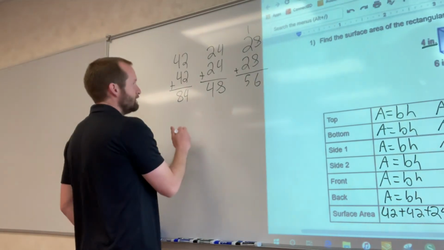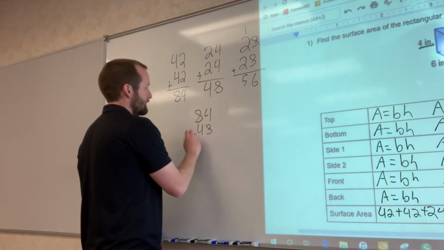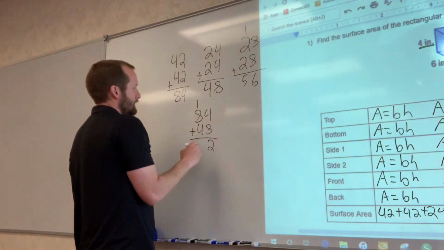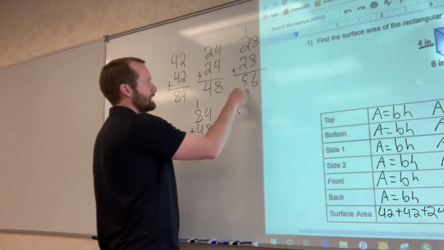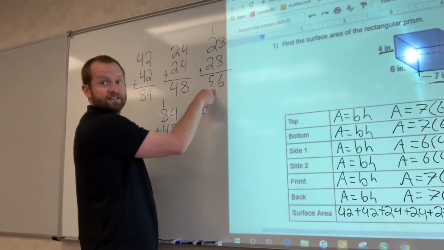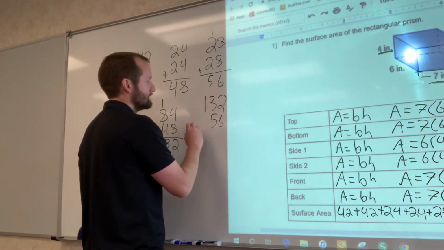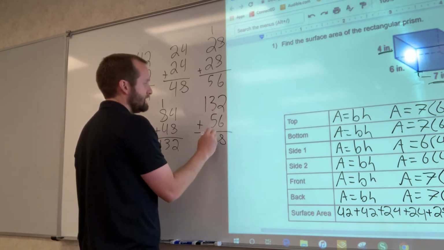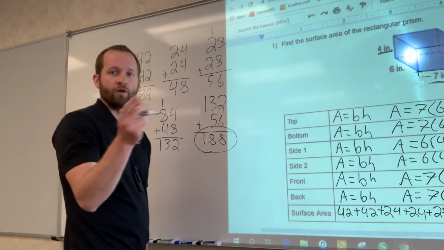Okay, so now let's add those 3 numbers together, and we got an answer. So let's see, what is 84 plus 48? All right, 8 plus 4 is 12. 8 plus 4 is 12, plus 1 is 13. We get 132. So now 132, let's add our last number in here. 132 plus 56. 6 plus 2 is 8, 5 plus 3 is 8, 1 plus nothing is 1. So we get a final answer of 188.